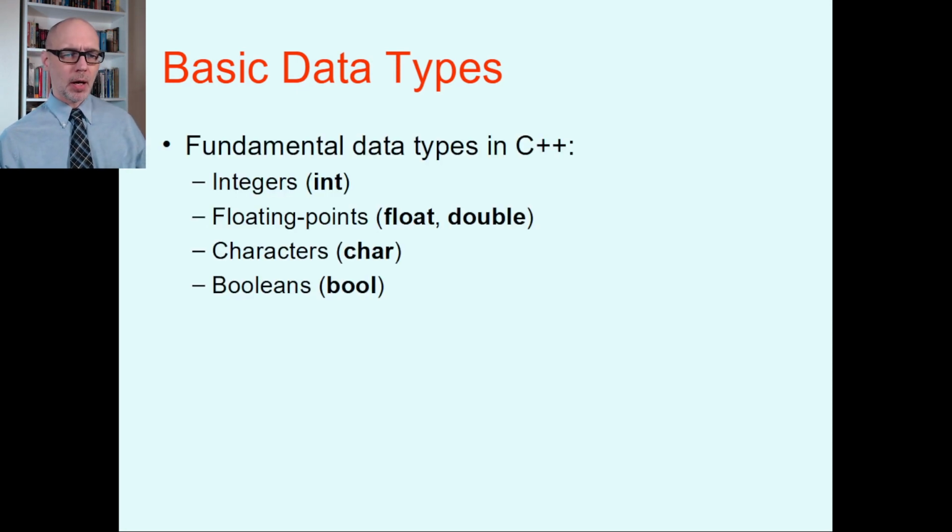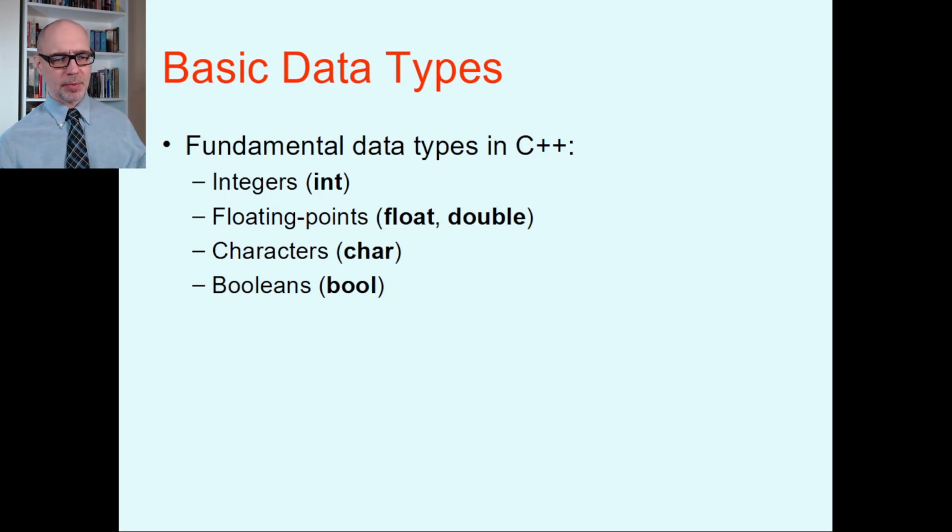Okay, here they are. So the 4 basic data types in C++ that are built into the language are integers, right? Foremost, int is the keyword for that. There's floating point data, which includes both floats and doubles. There's characters, where the keyword is char. And there's also booleans, things that are just true or false. And we use bool as the keyword for that.